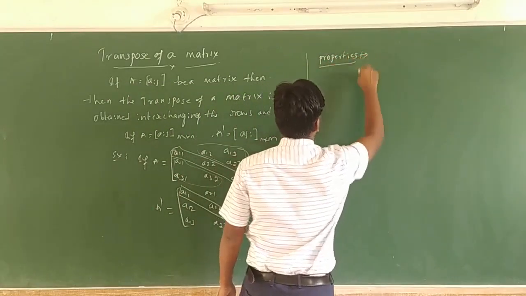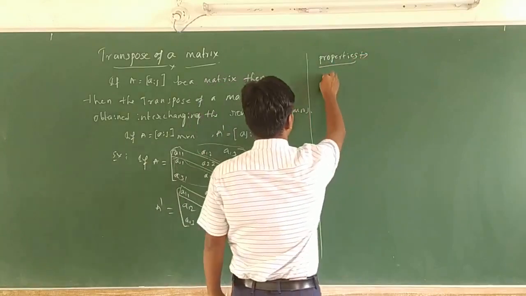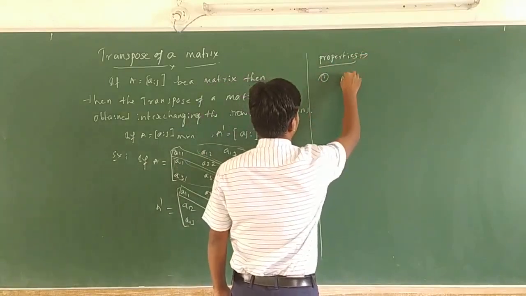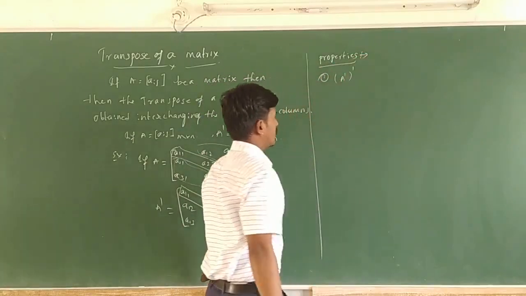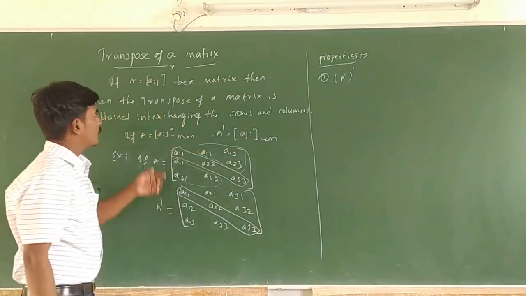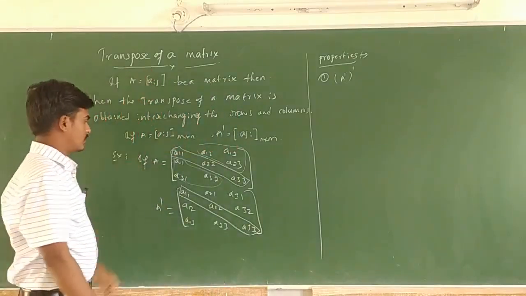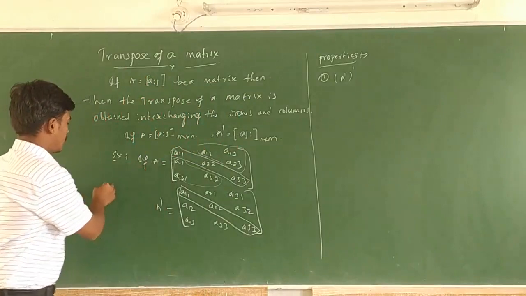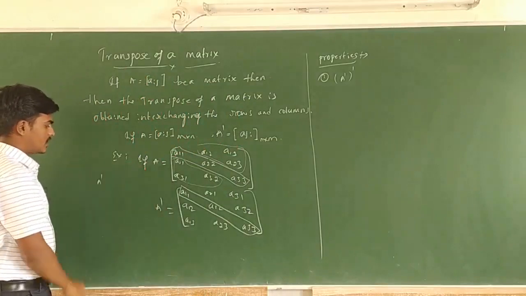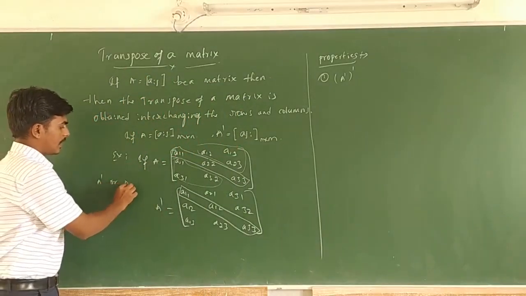First one. Here you have to know one thing. Transpose of a matrix is denoted by dash, that is A dash, B dash, or A transpose.